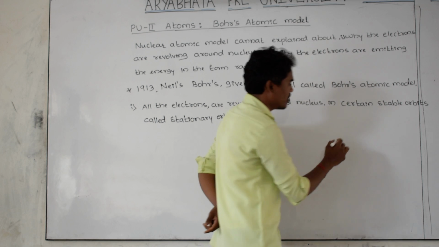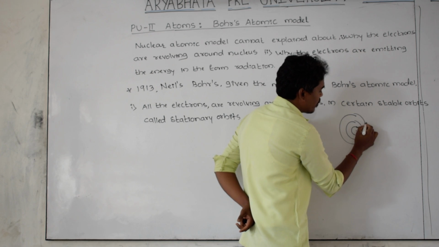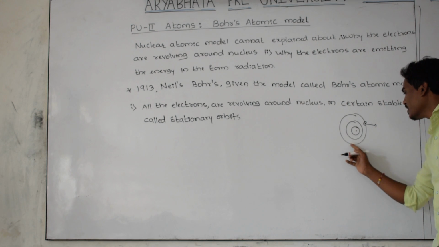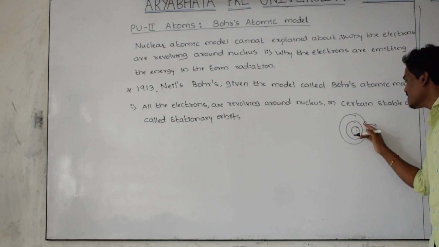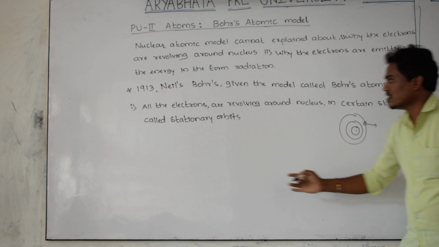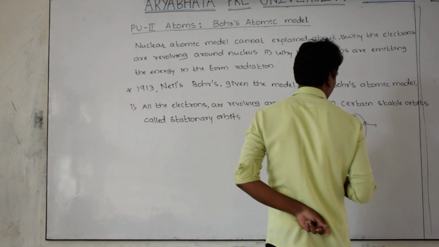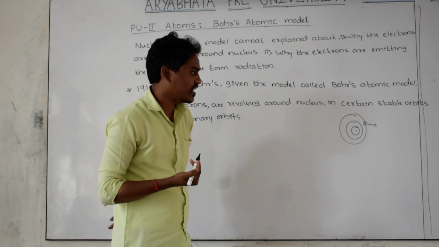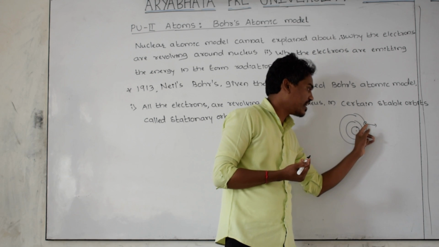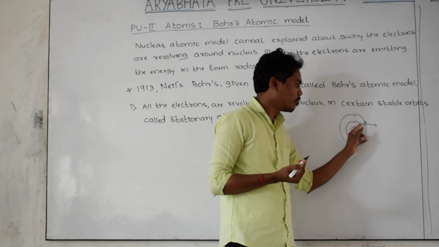Let us consider here, this is the atom. I am going to call it a stationary orbit. Whenever the electron is revolving, if this electron is not emitting radiation, this orbit we are going to call a definite energy level or stationary orbit. As you know very well, whenever the electron becomes unstable or absorbs excess energy from outside, that electron takes a transition from a higher energy level to a lower energy level. It means it is jumping from a higher energy state to a lower energy state.